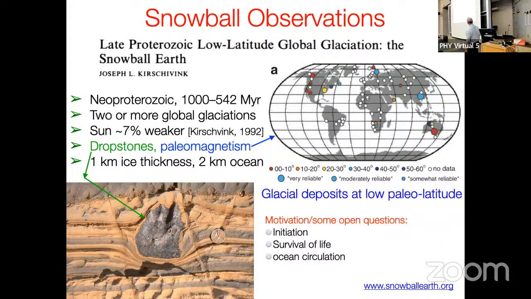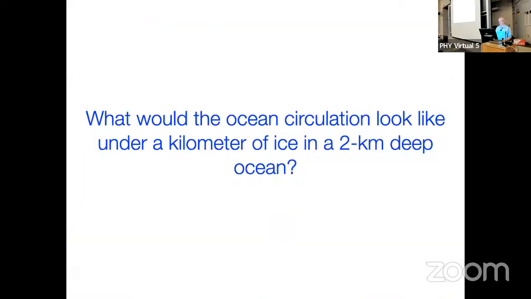Okay, so what are the open questions? How did this start? How did life survive? The only life at the time was basically unicellular life, mostly bacteria. But how did these bacteria, some of which were performing photosynthesis, survive under a kilometer of ice? That is the question. And of course, for us, the big question was, what is the ocean circulation in such an ocean, just for curiosity, but it also has some geochemistry applications.